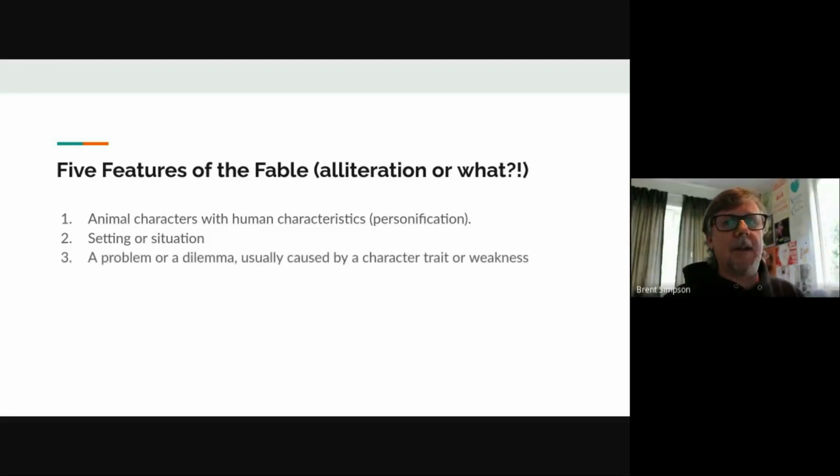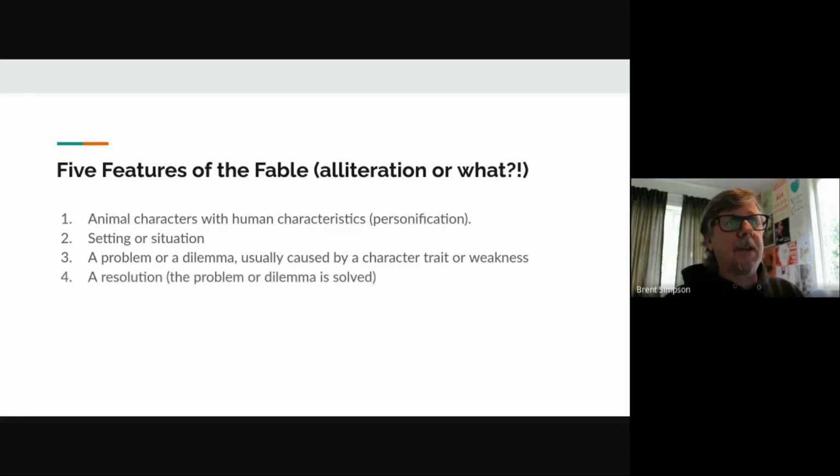The third one that they always have is that there's some kind of a problem, right? And usually that problem or dilemma, it could be that the character's got some fault and they're rude or something, and maybe that's what the fable is about, but not always. Sometimes, we're going to read one where there's actually a problem that someone's trying to solve themselves. So they have a problem or a dilemma.